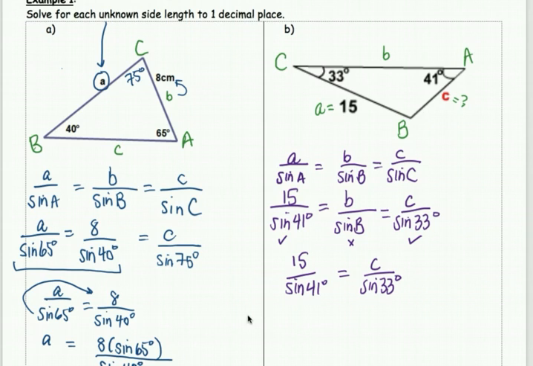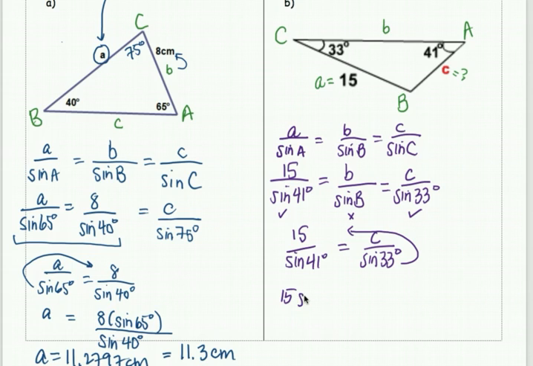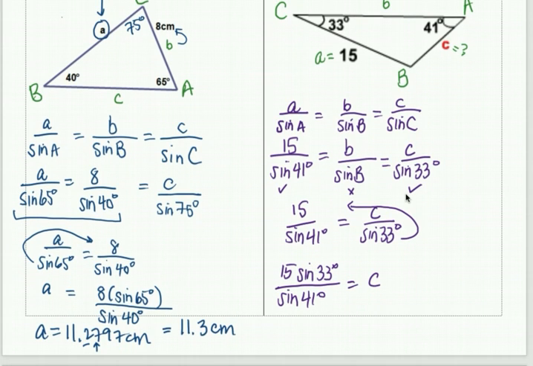All right, so from here, it's just a solving step, right? So we have sine 33 divided, so I would move it over here, and I would write it as 15 times. Okay, remember you throw it to the top. See, it's divided right now. Throw it to the top on the other side. Okay, and then divide it all by sine 41. So let's just calculate this out. And C becomes 12.45251, etc.